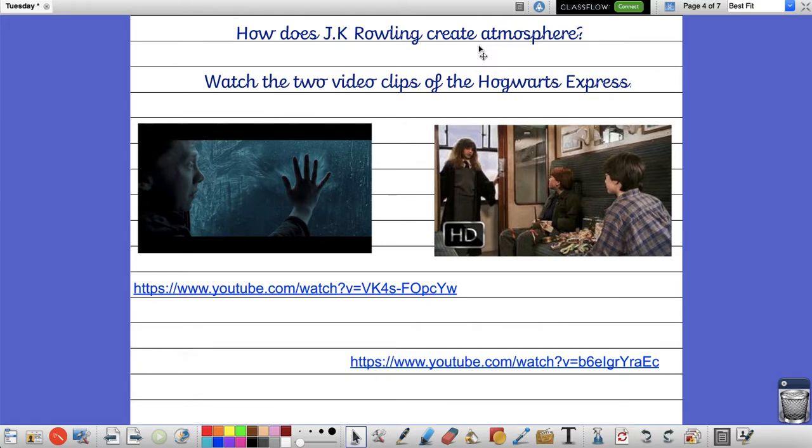So I'd like you to watch the two video clips of the Hogwarts Express. One is from the very, very first film, and one is from the third film. I'd like you to watch the two videos on YouTube, and then come back, and you're then going to compare how the atmosphere is different in the first film to the third film. So press pause for now, go and watch the videos, then come back when you are ready.